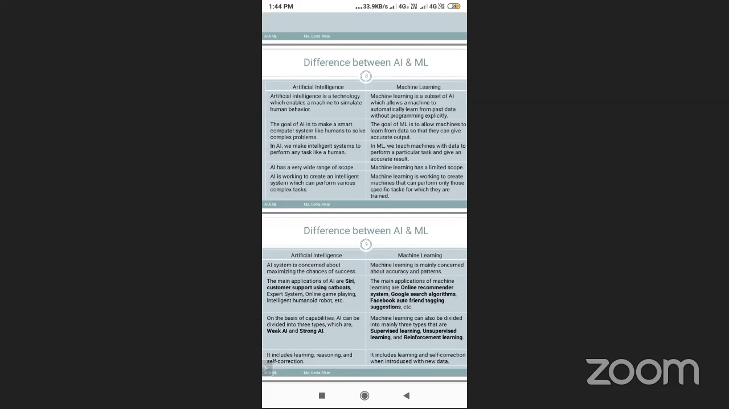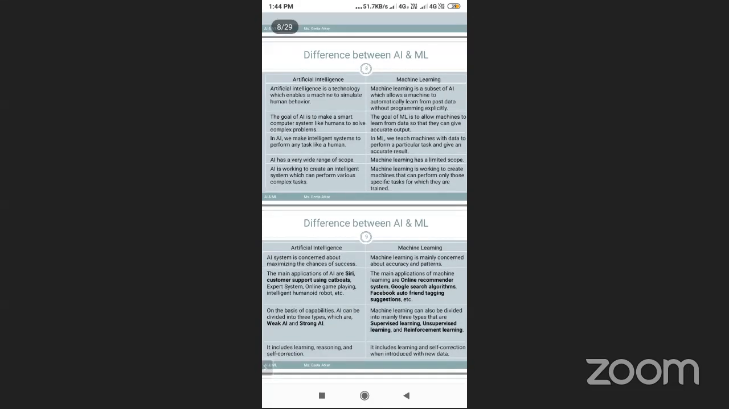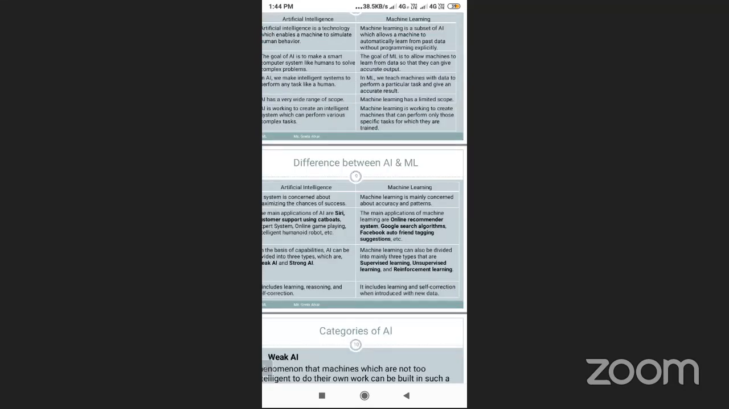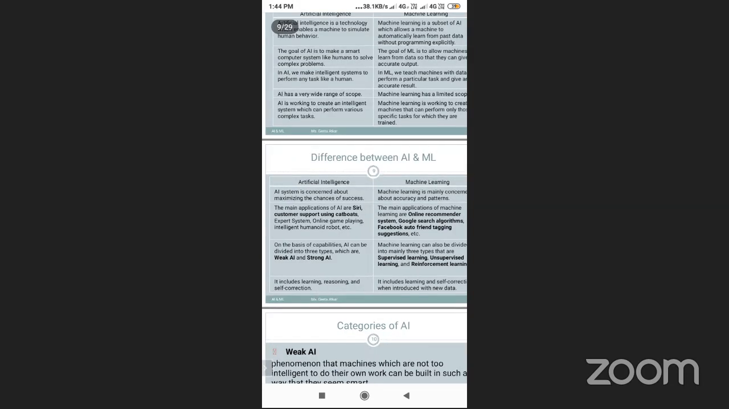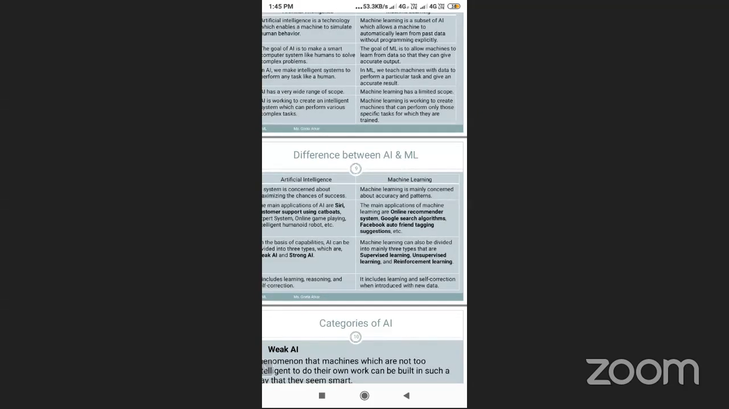As examples, we have seen Siri, customer support using chatbots, and online game playing. All these are examples of artificial intelligence, as well as robots trained by humans. For machine learning, the examples are online recommender systems, Google search algorithms, and auto tagging of friends on Facebook, which I have told you already. There are also basic types for both AI and machine learning. In case of AI, weak AI and strong AI are the two basic types. In case of machine learning, supervised learning, unsupervised learning, and reinforcement learning are the three main categories.